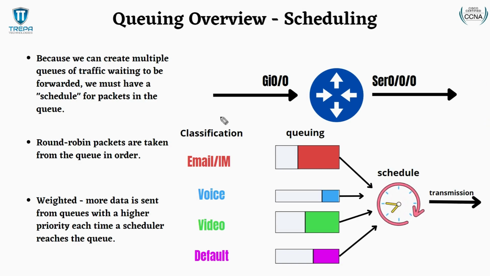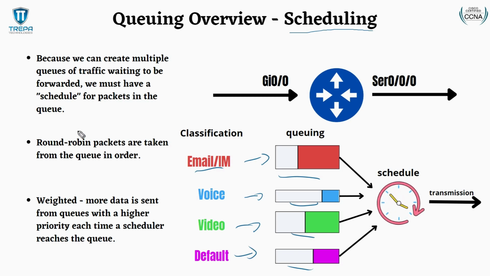Another thing with queuing: just because somebody waits in a line doesn't mean they know when they're next, unless we have someone there directing it. So with queuing, we have something called scheduling, or a scheduler. With queuing, we can create multiple different queues based off data classification, which we're going to get into. And then we have to have some sort of schedule, because if these packets are all in a queue, which one comes first? If I've classified email and given it its own queue, doing something like class-based weighted fair queuing, how do I know which one goes next?